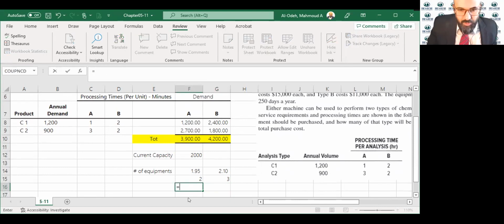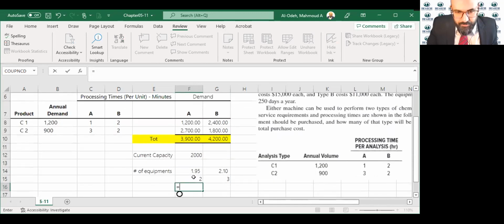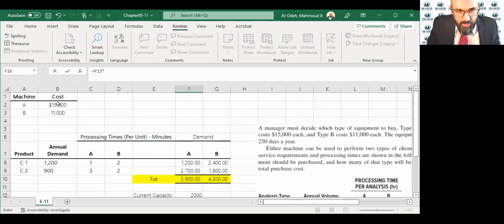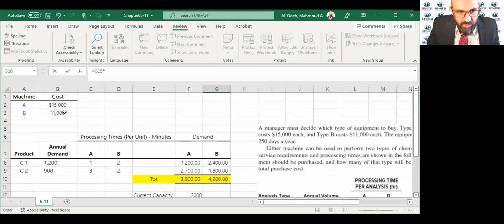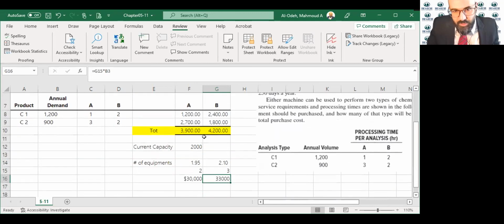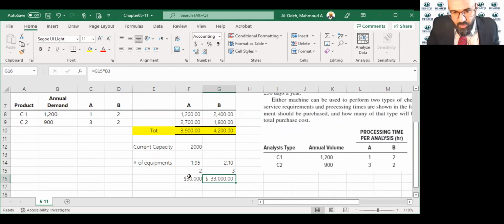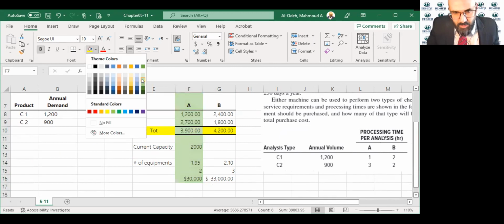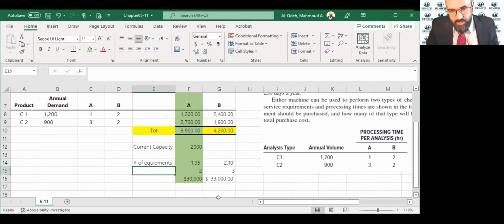And in order to find out the cost to meet the demand, that would be 2 times the cost for equipment A, which is 30,000. And for B, 3 times the 11,000 will give you 33,000. Therefore, in order to minimize the total cost, we need to go with A. This should be selected. And so you summarize: you write one short sentence saying choose A because it has the lowest cost.